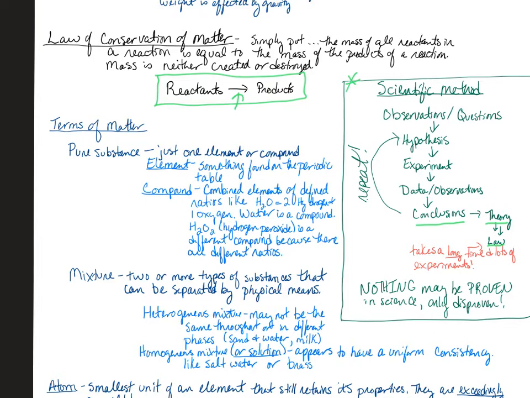I do want to make sure that we all know this because this is very important. Nothing is ever proven in science. You can only disprove your hypothesis. After a while, we accept some things to be true, but that doesn't mean it's proven. So be careful using that term. That's not something that we should really say as scientists.